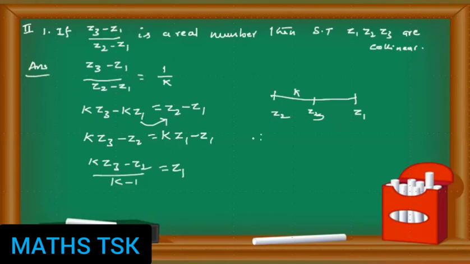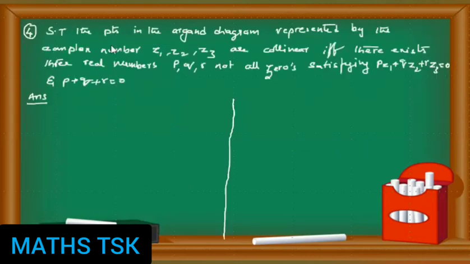Therefore, we can conclude z1, z2 and z3 are collinear. Since a point divides the other 2 points externally, certainly all the points lie in a line, so they are collinear. For example, z1, z2, z3 are collinear if and only if there exist real numbers p, q, r, not all zeros, satisfying this equation, and q plus r is equal to 0.